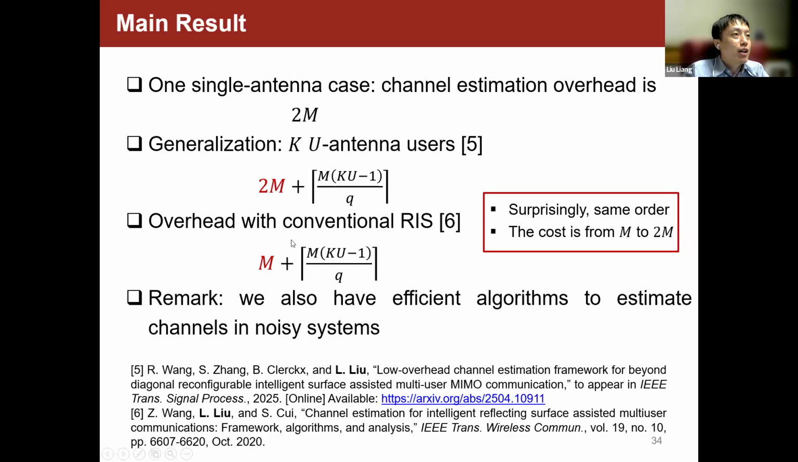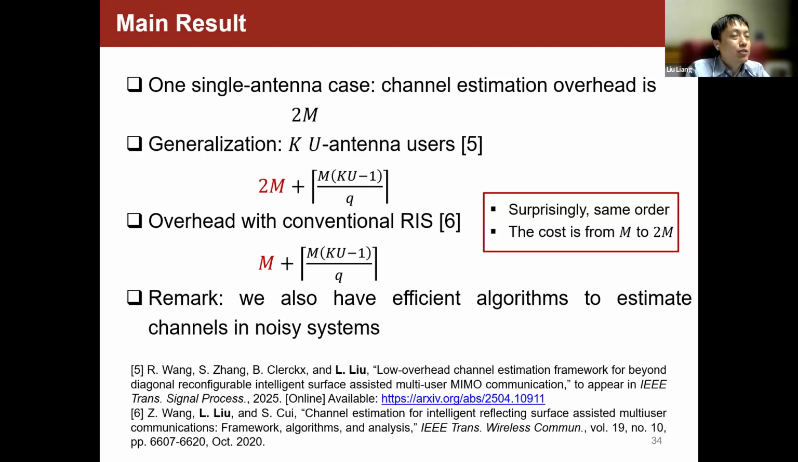And remember, for the conventional diagonal RIS, this is the channel estimation overhead. The second term is the same. The first term is increased from m to 2m. It's larger, right? But the good news is that the order is the same. It's linear in m. This means that if we look at the overhead to estimate channels in BD-RIS aided communication and in conventional diagonal RIS aided communication, their orders are the same, right?